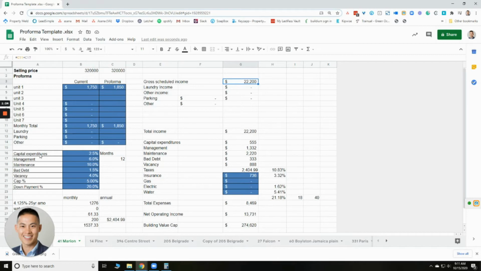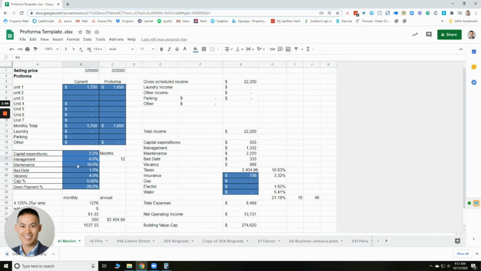So first one is capital expenditures. This is money that the bank wants to see that you're putting aside to be able to afford things such as roofs or boilers or things of that nature. You may not spend that money as of today, but at some point you're probably going to end up having to put money in. And it's just like making sure that you have money in a piggy bank. The next thing is management. Depending upon how many units you have under management with us, or if you're doing it yourself, you might lower this number or increase it. Our standard rate is 6%.